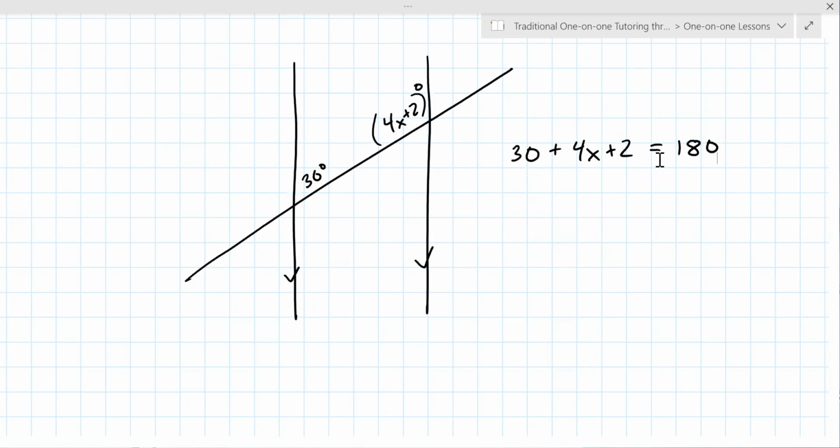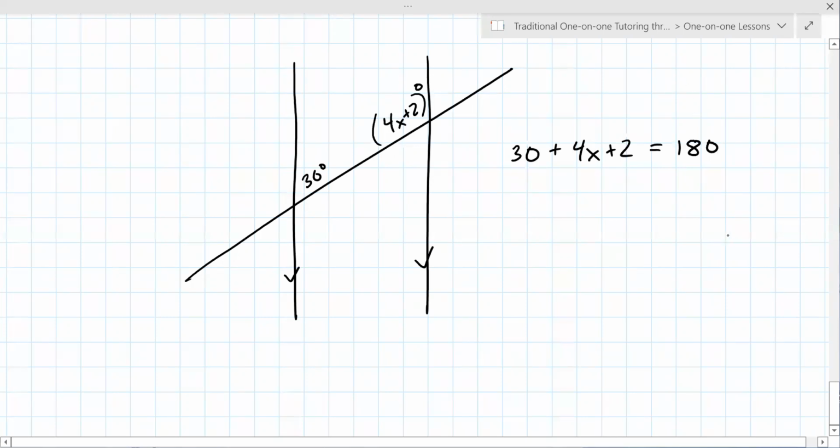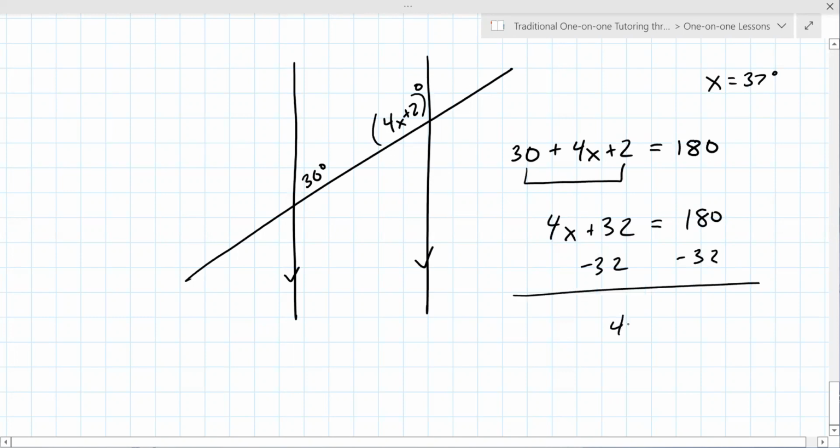It's 37. The answer is 37. X is 37 is your final answer. All right, let's take a look here. When you take 30 and 2, you add them together. That's 4x plus 32 equals 180. Subtract 32 from both sides. That gives you 4x equals 148. Divide both sides by 4, and x is 37.